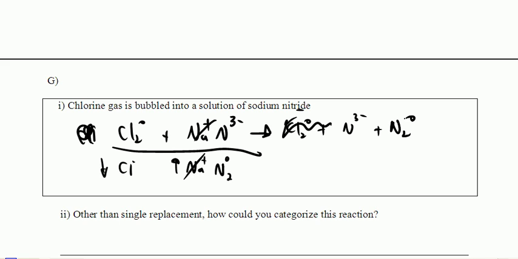So you can balance it if you want, but I don't need you to balance the single replacement redox at this time. Other than single replacement, how could you categorize this? I got up and down arrows, so this is going to be a redox reaction.